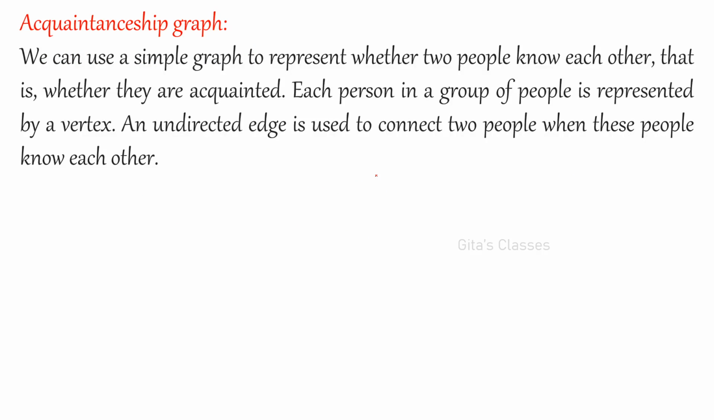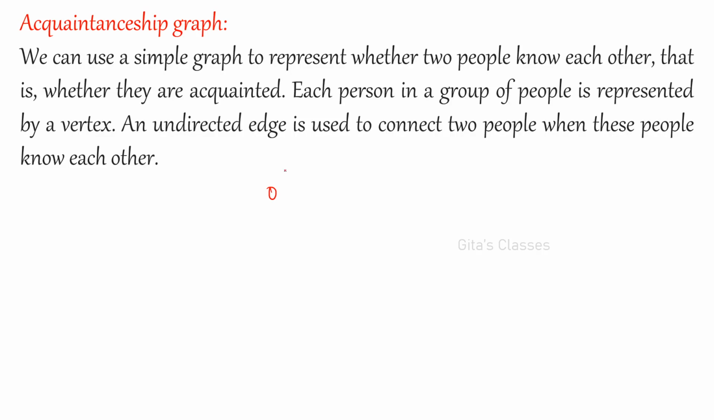Okay. So, the acquaintanceship graph. Let us see some examples of these graphs. We can use a simple graph to represent whether two people know each other, that is, whether they are acquainted. Acquaintance means whether they know, they have some idea about the other person or not. Each person in a group of people.